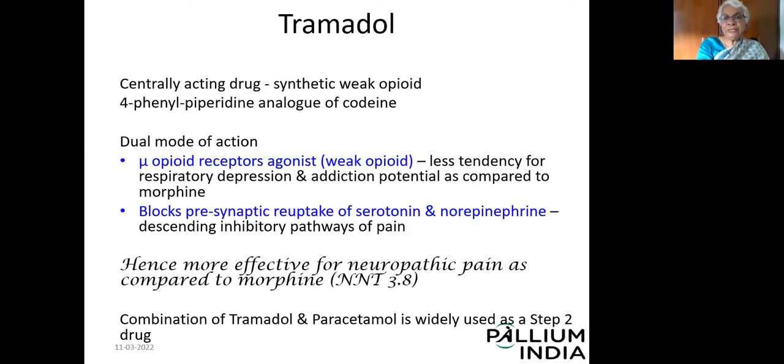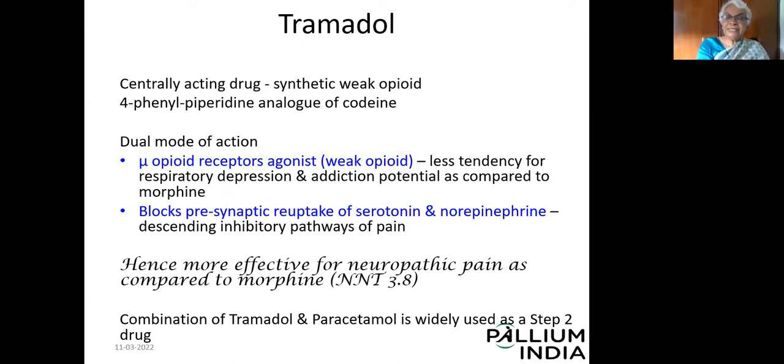Now coming to tramadol. It is a centrally acting synthetic weak opioid drug. But it has a dual method of action. One method is as a weak opioid, that is, it's a mu opioid receptor agonist. Because it's a weak opioid, it has less tendency for respiratory depression and also the addiction potential is less.